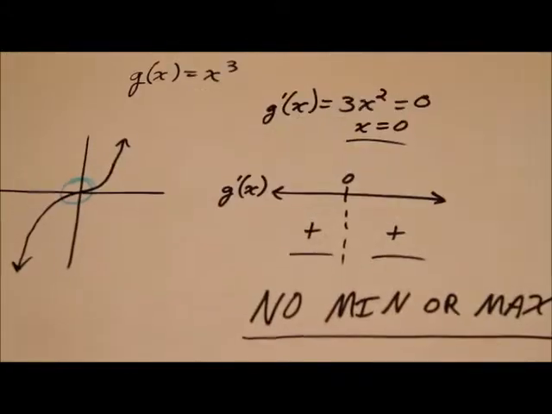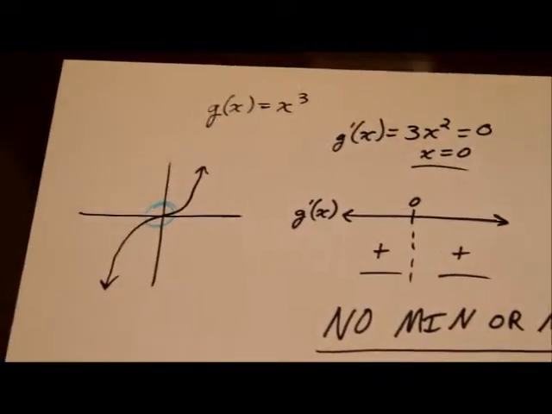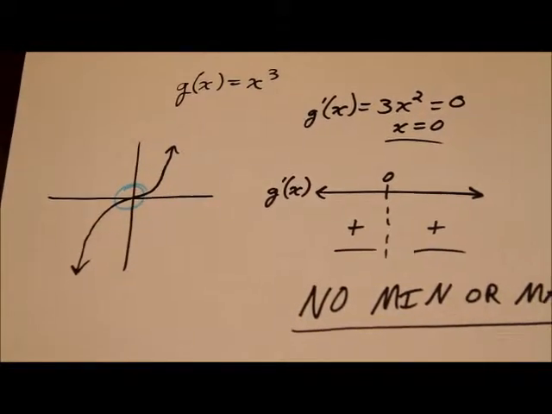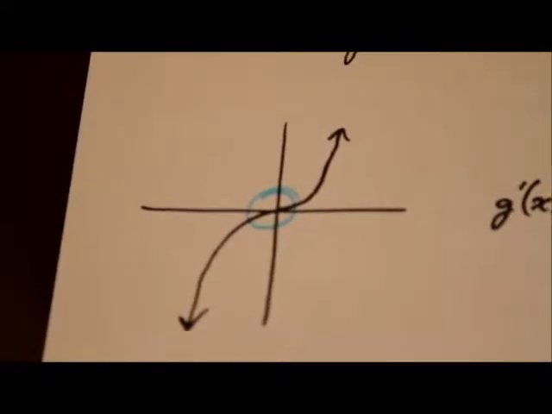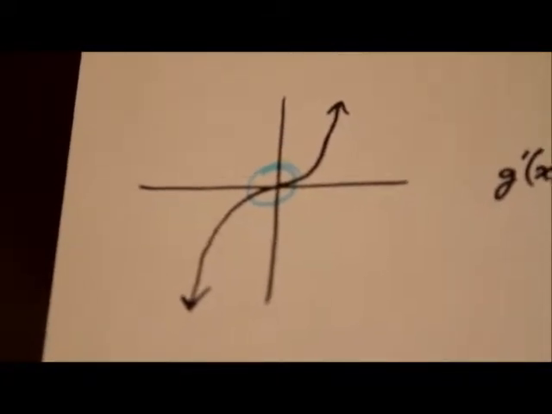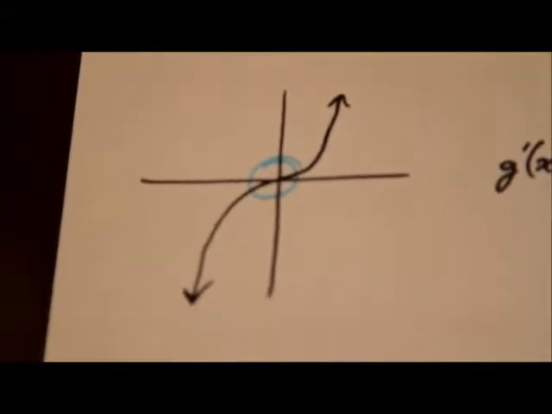You need to make sure that it goes positive to negative, or negative to positive. Because let's take an example like g of x is x cubed. I've graphed it for you here. There is a horizontal tangent line at the origin (0, 0), but you can see there's no minimum or maximum.